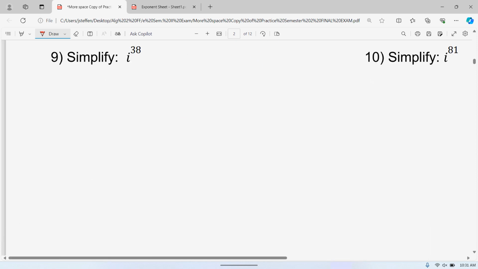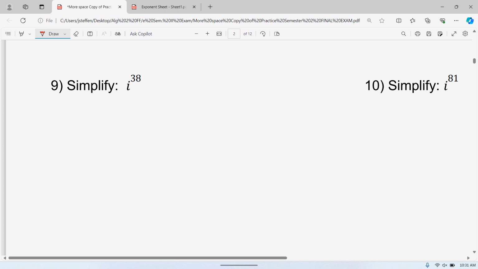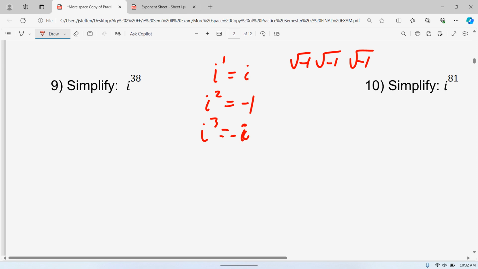And these are, I think, the ones that are a little bit unique. I to the first is just I. I squared, we just said, is negative 1, the square root of negative 1 times the square root of negative 1. I to the third is negative I, multiplied by another square root of negative 1. And I to the fourth is positive 1. We can talk about how to get those if you want.